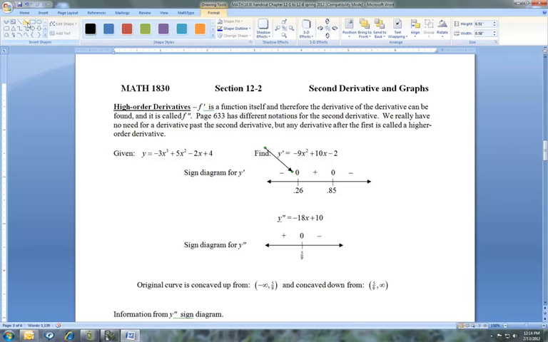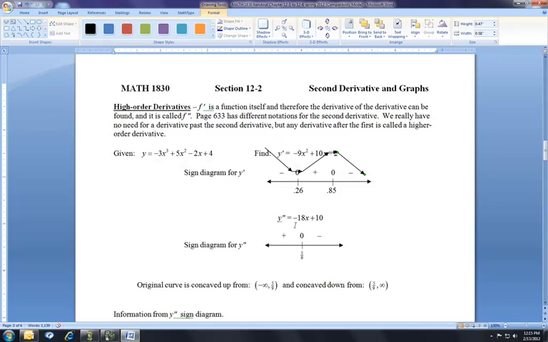Here, it's leveling. Between these two, it is going up. Here, it's leveling again. Remember, I've got a horizontal tangent line at 0.85. And then to this side, it is coming down. So that's the general shape of this cubic that I've got.